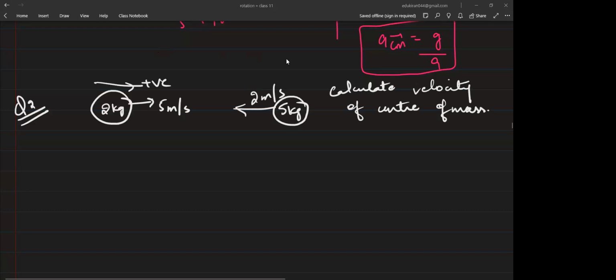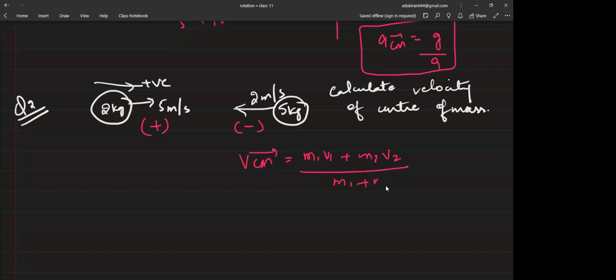Yes, you have to find the final velocity and then use the VCM formula. No, the velocities are already mentioned. See, this side is taken as positive, so this is positive. This side is taken as negative. What is the VCM formula? (M1 V1 plus M2 V2) divided by (M1 plus M2). First mass is 2 kg, velocity is 5 meter per second. M2 is 5 kg, but velocity is 2 meter per second. We are going to take it as minus 2 meter per second because it's a vector and we have to keep the direction in mind.